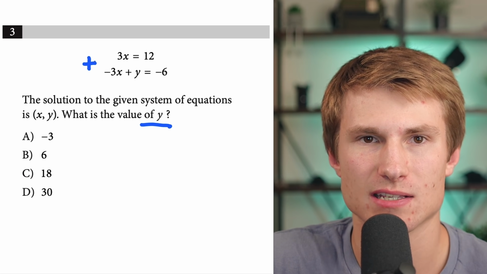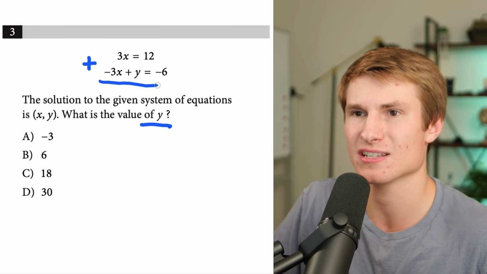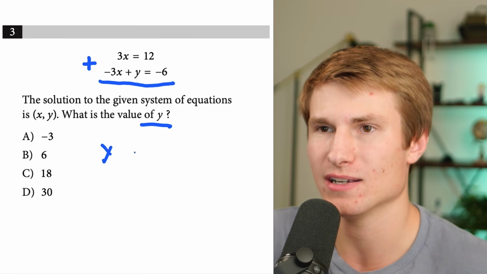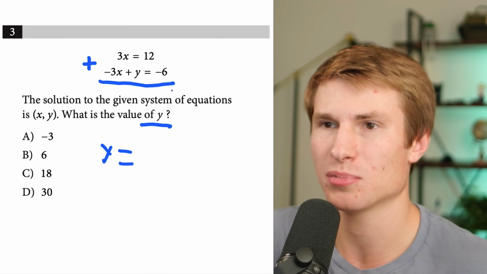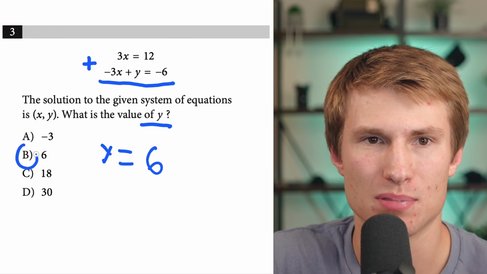To do that in this case, I see we can add these two equations together, because 3x plus negative 3x is going to give us 0x. So what we're going to end up with then is y is equal to 12 plus negative 6, which is the same as 12 minus 6, which is 6. So our answer there will be B for the value of y.